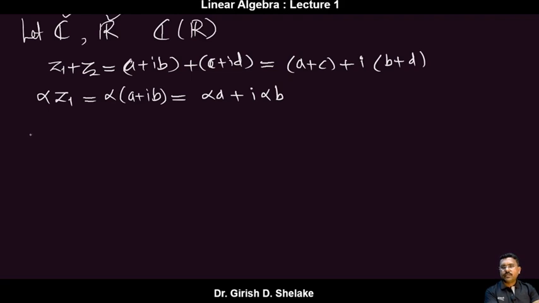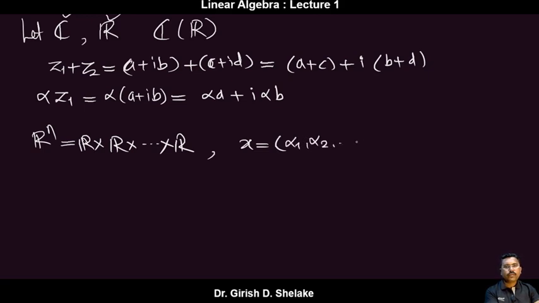Now we consider another example, that is the space R^n, which contains ordered n-tuples. For example, x is equal to alpha 1, alpha 2, and so on, alpha n, where these alpha i's are in capital R.